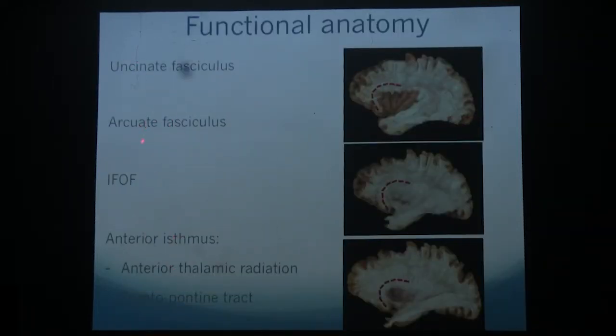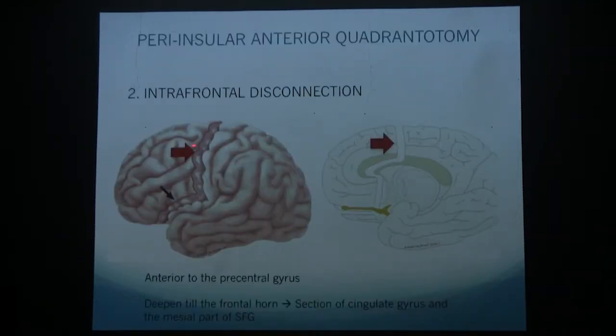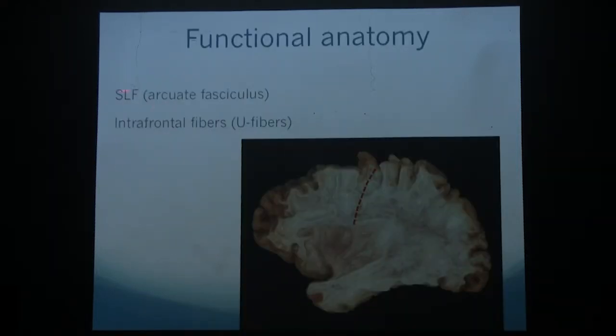You deal with the uncinate fasciculus, the arcuate fasciculus, the EFOF. And then, of course, on your way to the ventricle, you'll be cutting the internal capsule, the anterior part of the internal capsule. Again, just like the posterior intraparietal disconnection, you'll do an intrafrontal disconnection. Again, you have to map the Rolandic cortex, and anterior to the precentral sulcus, you'll make an incision. On the medial side, you'll cut onto the cingulate gyrus and the mesial part of the superior frontal gyrus. These are the structures you'll be cutting, the SLF and the intrafrontal fibers.